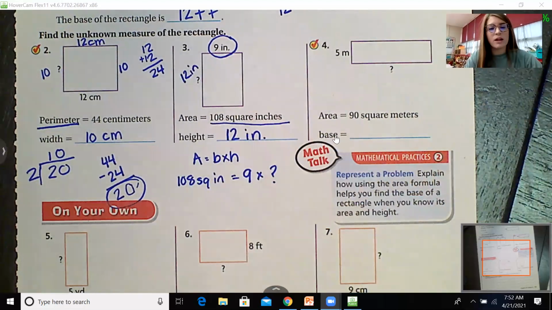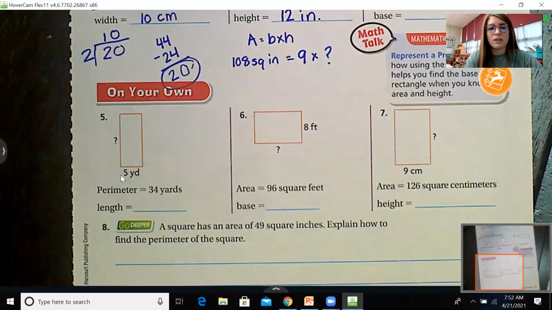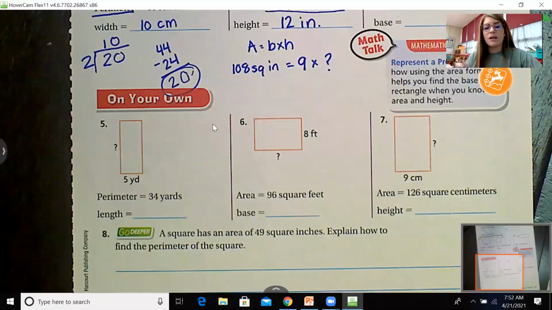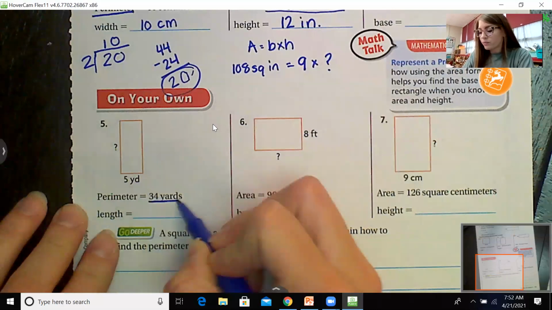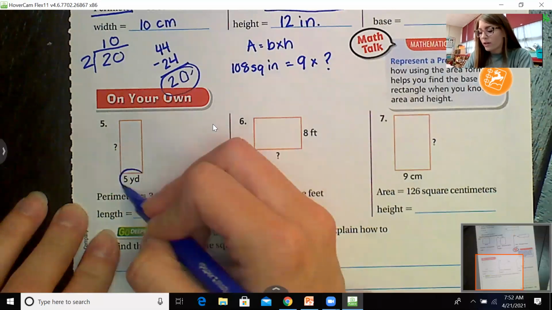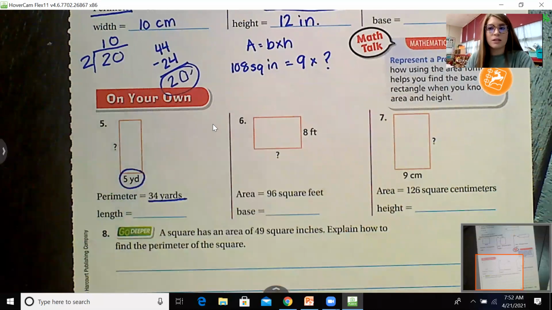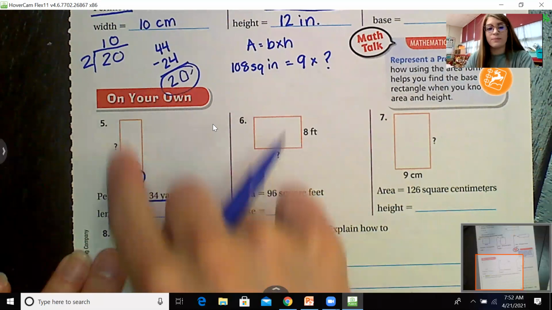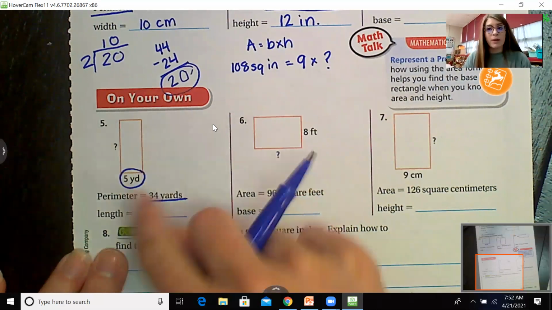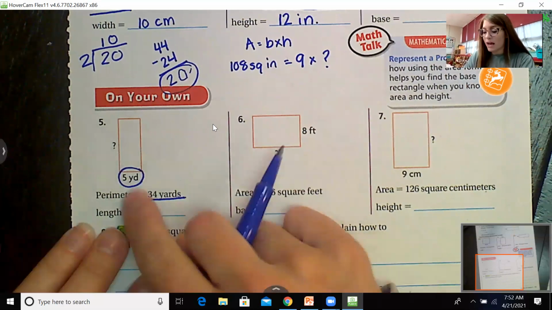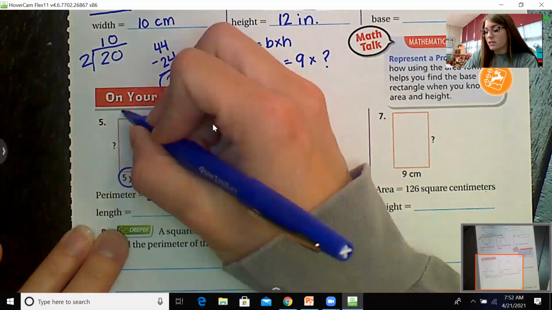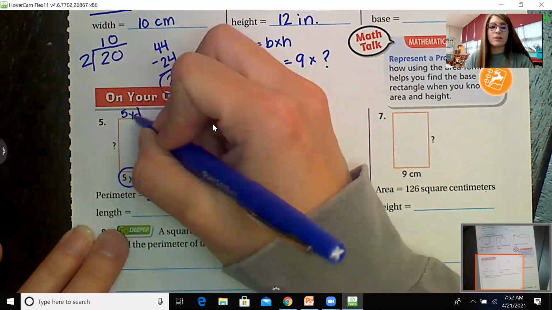All righty. I actually want to do another one with perimeter. We've done 2 with area. I want to do another one with perimeter. So we're going to look at this one right here. If we've got a perimeter of 34 yards and we know our width is 5 yards, we've got to figure out this side right here. All right, so what do we know about rectangles? Opposite sides are equal.